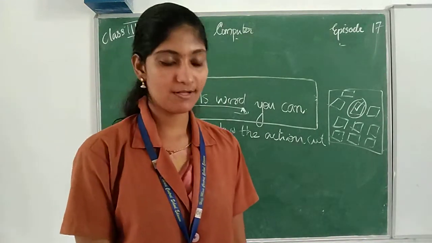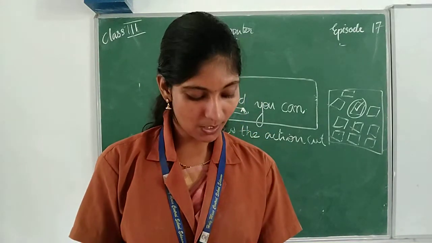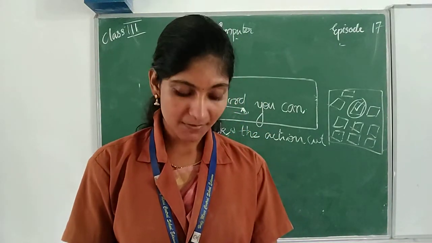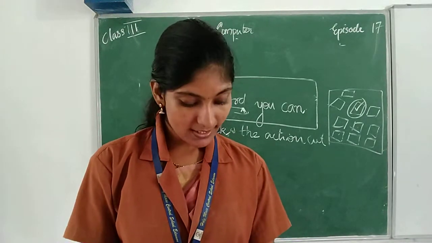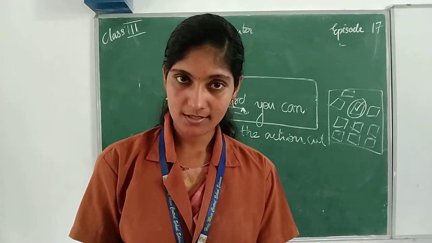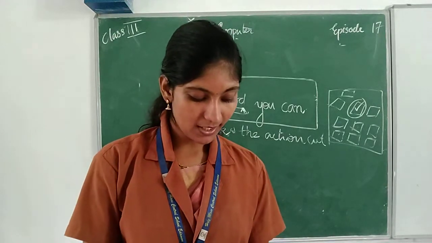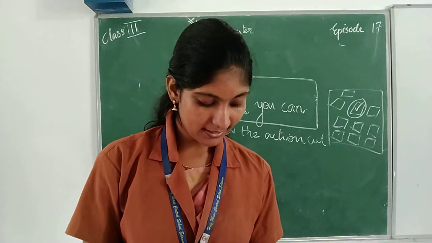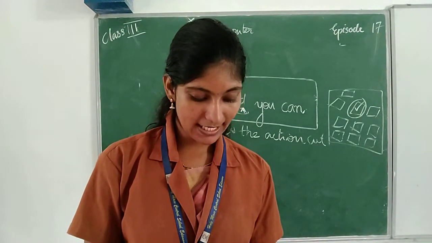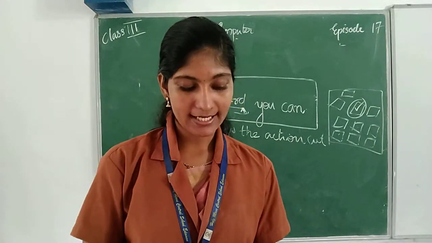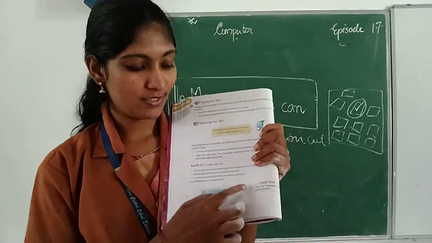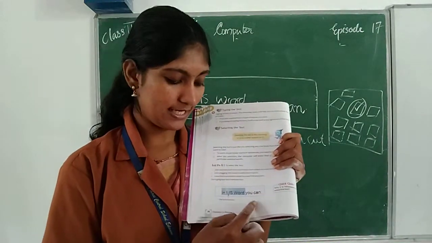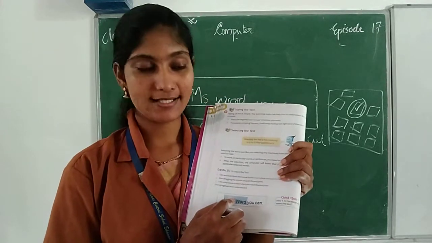So 3 points. First step, click and hold down the mouse button from where you want to start selecting. Second point, start dragging the mouse towards the end point. Third one, leave the mouse button when you reach the end point. So here highlighted text is the selected text. So look here. So this is our text of the sentences. So the highlighted text is selected text.